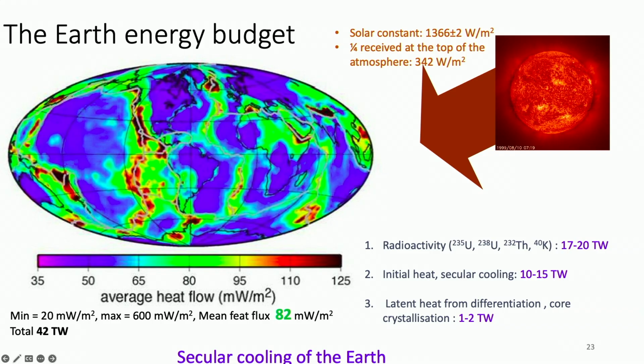Now, if I go to the energy budget, I think you're very familiar with the energy that is provided to the surface of the Earth. The solar constant is divided by 4 because the Earth is rotating, etc. But there's also the internal energy flux from the Earth, which is more modest. You have here a schematic of the Earth, a compilation of data plus models. The average heat flux at the surface of the Earth is 82 milliwatts per square meter. That sums up to 42 terawatts at the surface of the Earth, with most of the heat being released along the mid-oceanic ridges and also in subduction zones.